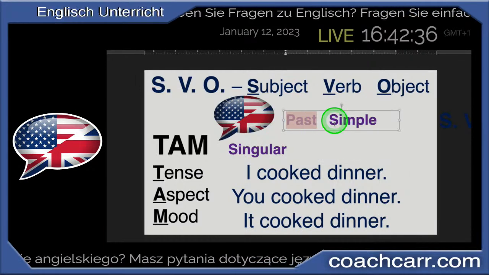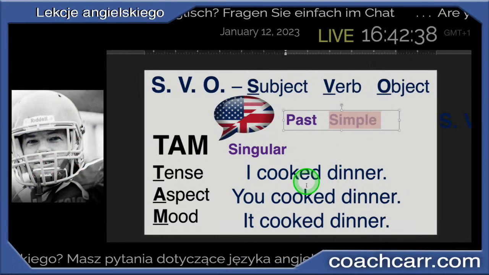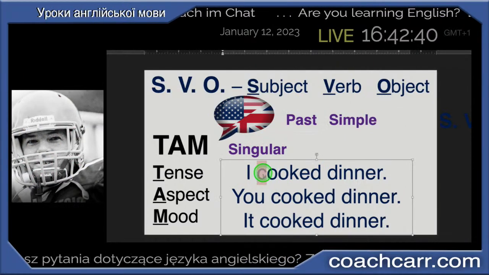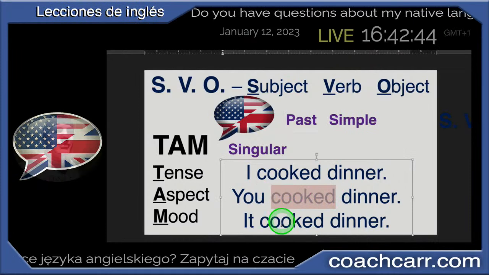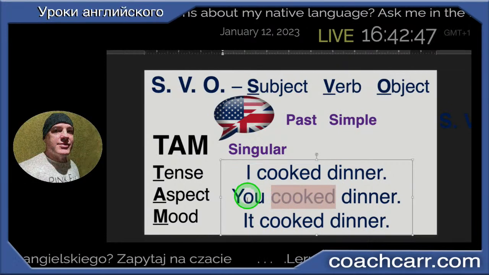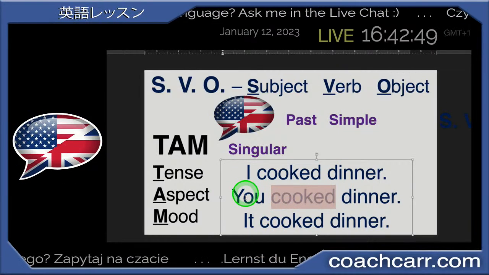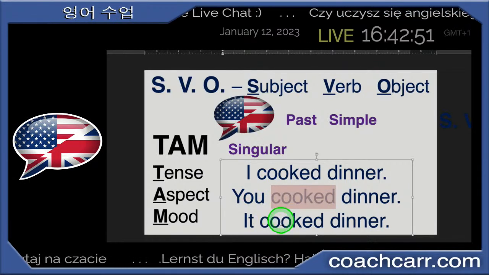It's in the past, and it's simple. Look at this verb. Does the verb change at all? This verb is the same for first person, for second person, for third person singular.